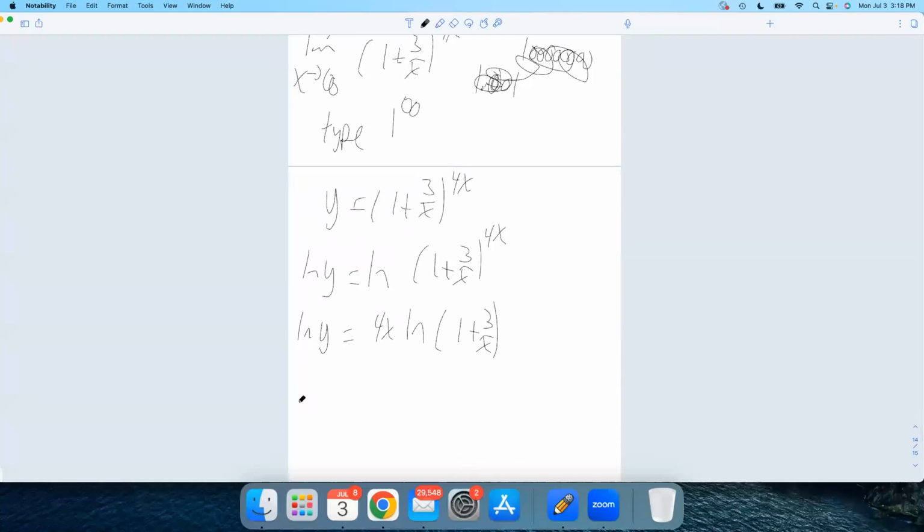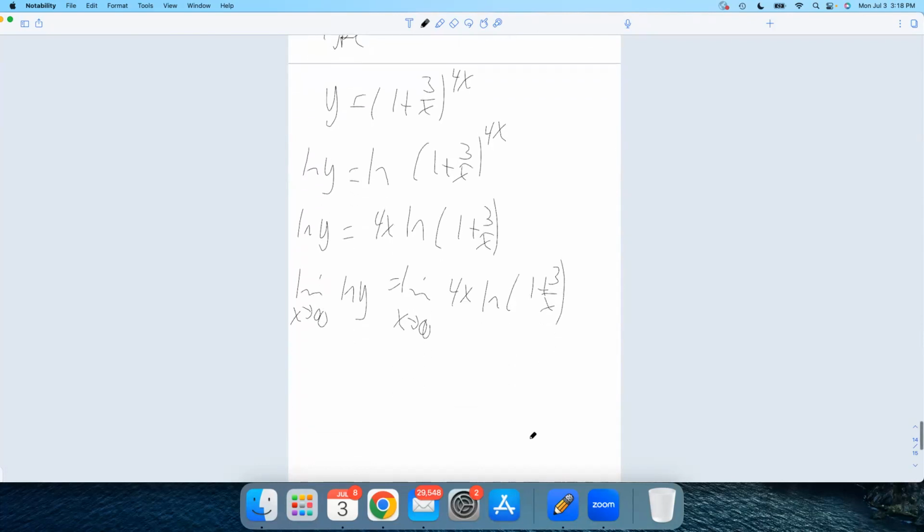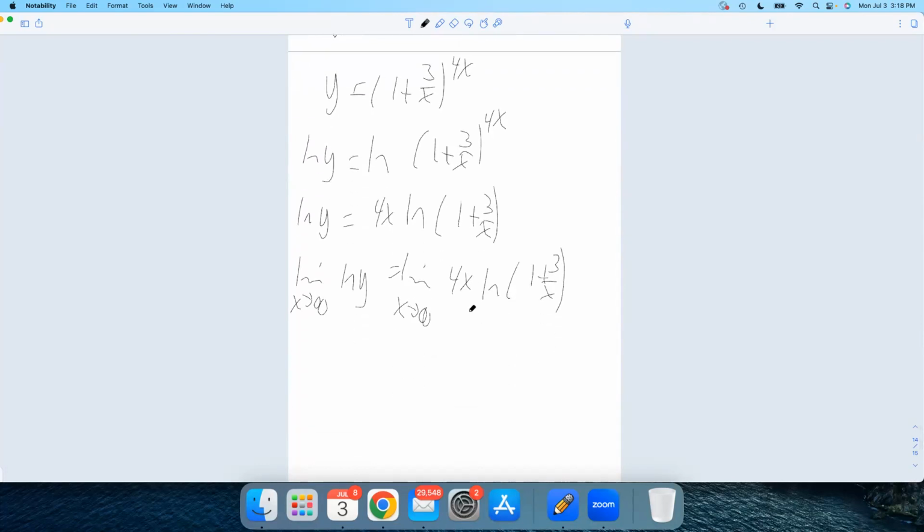Now, what we really want is the limit here as x goes to infinity of natural log of y. That will be the limit as x goes to infinity of this stuff. Let's check our type here. I've got two functions. That guy there, as x goes to infinity, 4x tries to go to infinity. So this goes like infinity.